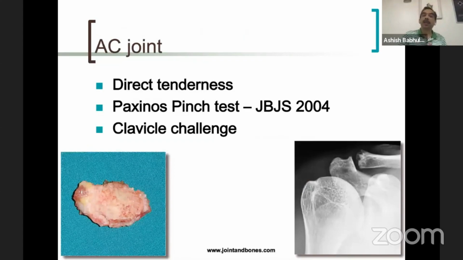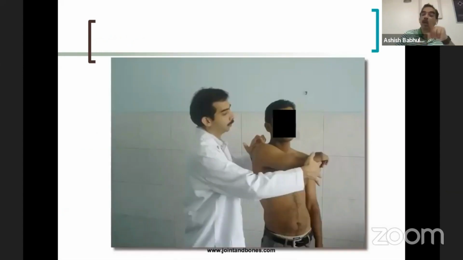Coming to AC joint tenderness, you can look for direct tenderness. As I said in the history, patients are unable to sleep on the same side and also on the opposite side because we do a cross adduction on ourselves. So you could do that on the patient instead of the patient on himself. But when you do that and you generate the pain, you must always make it your business to ask the patient, where is the pain? Only if the patient points with the finger, then it's a finger sign positive, and that's your positive cross-adduction test.